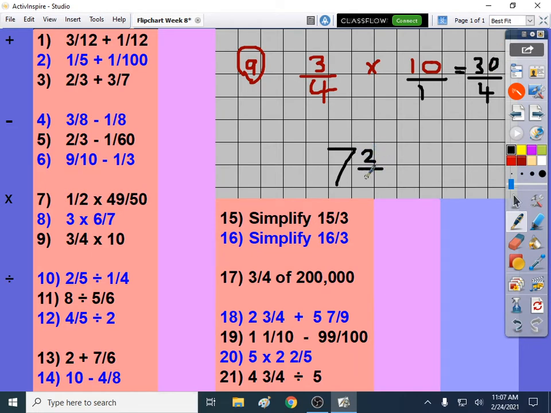7 and 2/4. You probably know 2/4 is the same as a half. So it is 7.5. 7.5 if it was a decimal. But as a mixed number fraction, it's 7 and a half. On to question 10.